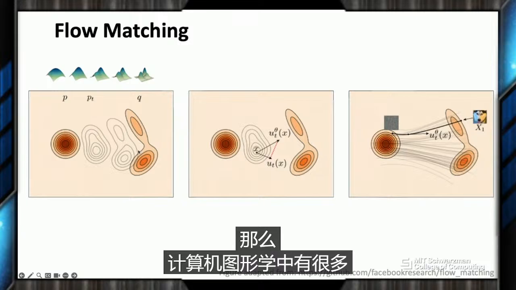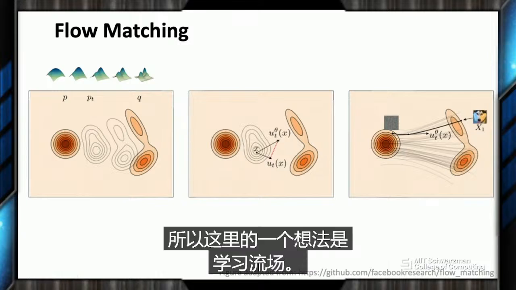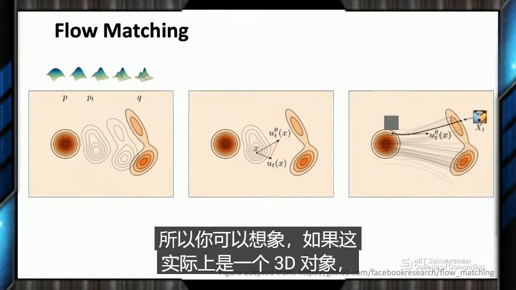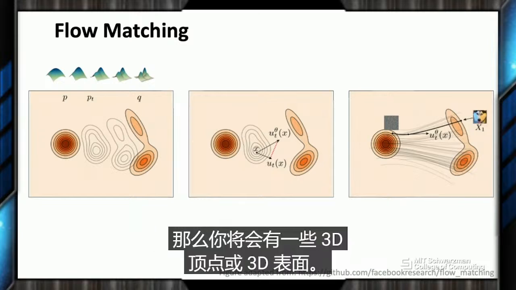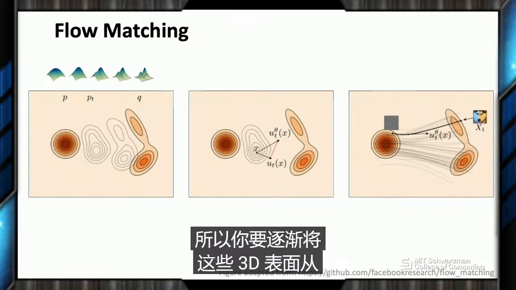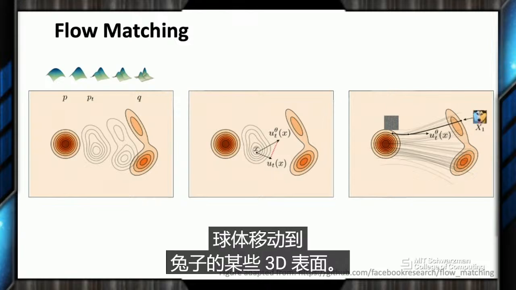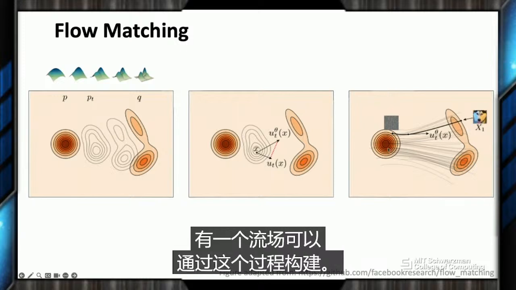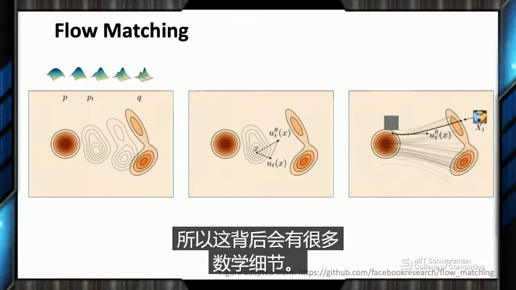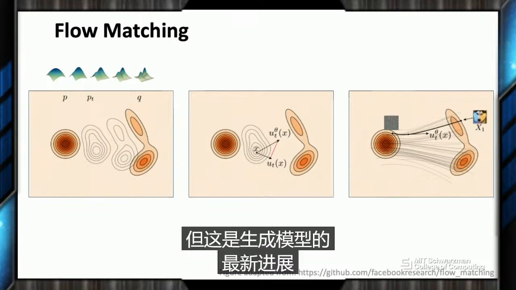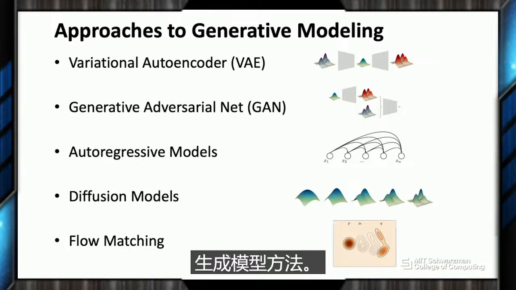Then there are many excellent solutions in computer graphics to this problem. So one idea here is to learn a flow field. So you can imagine if this is literally a 3D object, then you will have some 3D vertices or 3D surfaces. So you want to gradually move these 3D surfaces from the sphere to some 3D surfaces in your bunny. So then if you do that, there will be a flow field that can be constructed via this process. There are a lot of mathematical details behind it, and of course I'm not going to delve into them. But this is the high-level idea of the latest progress in generative modeling, that is flow matching. So conceptually, these are some of the popular approaches today to generative models.